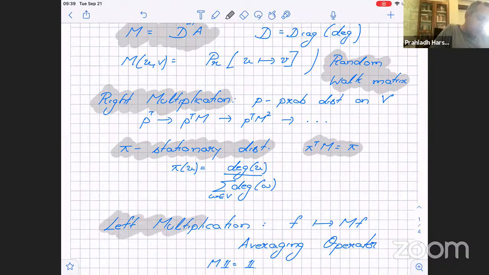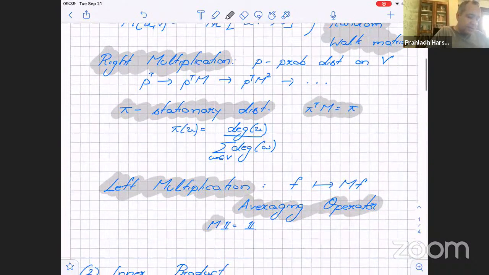Then we also defined what left multiplication is. It took a vector on the vertices and did an averaging operation. We viewed it as an averaging operator. In this case, the all ones vector was the right eigenvector for this matrix.